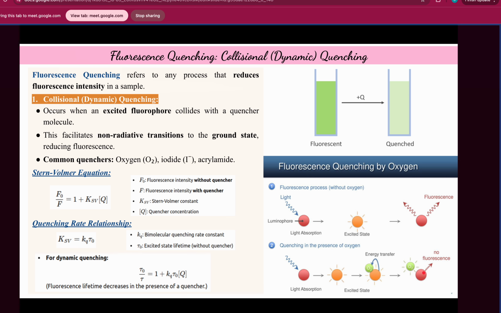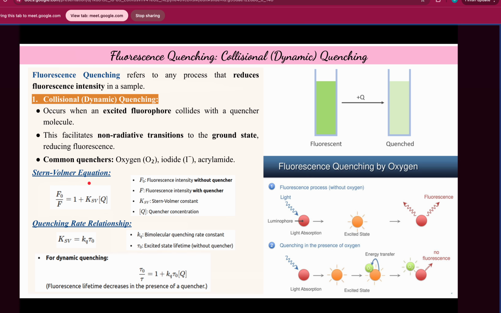So it will come back to the ground state without emitting any light of any wavelength. This is known as quenching. And because in this case collision is happening, which leads to non-radiative transitions, that's why it is known as collisional quenching.